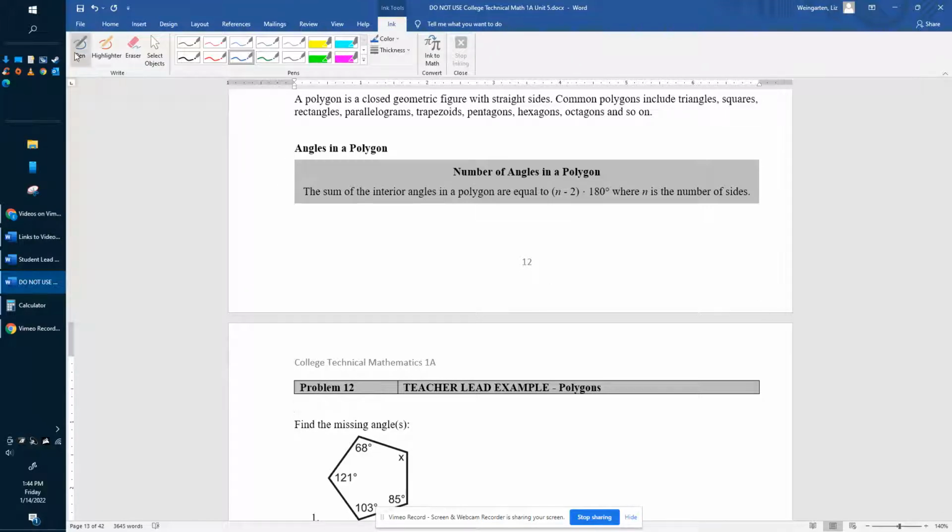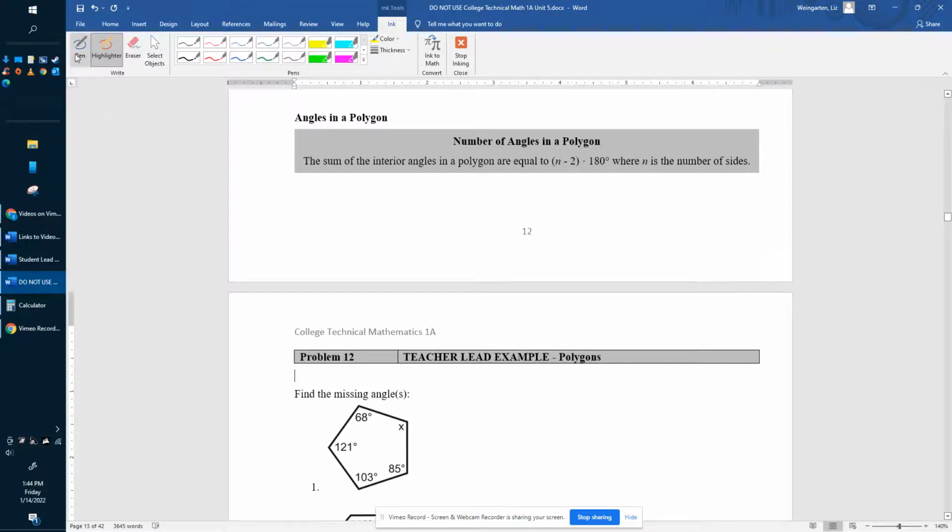Let's look at a triangle, because we already know that there's 180 degrees in a triangle. So let's see if this works when we're talking about triangles. There are 3 sides in a triangle. So we are going to take n minus 2, so 3 minus 2 times 180 degrees. We get 1 times 180 degrees, which is indeed 180 degrees.